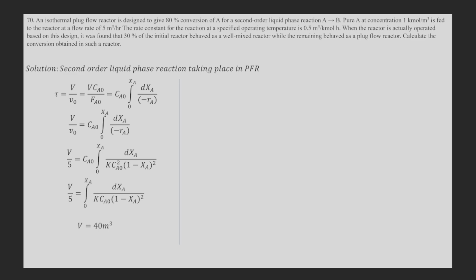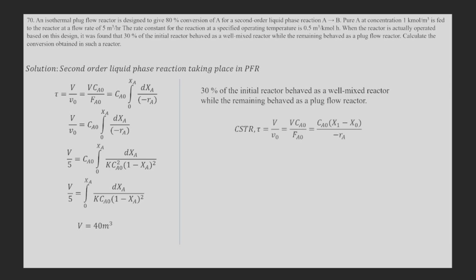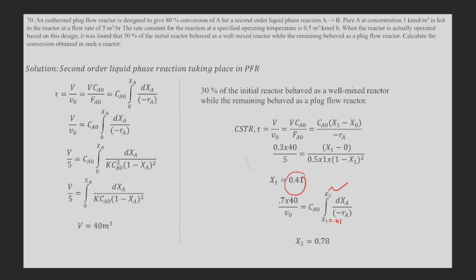After running, 30% behaves as CSTR. So CSTR is this. Put all the values. A quadratic equation will come here. And conversion in the CSTR will be 0.41. Now the remaining 70% is plug flow, so apply the plug flow equation. See, this x1 is equal to 0.41, and we have to calculate x2. After putting all the values and calculation, you will get 0.78. Okay, this is a good question.